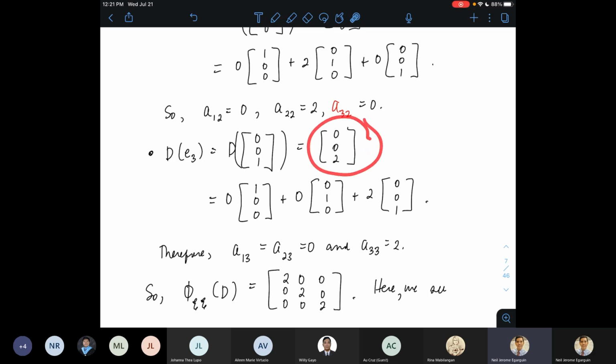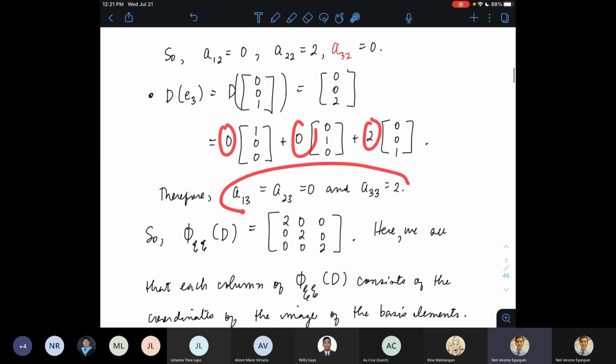Tapos pag nakuha ko na yung element na yun, kailangan ko siyang i-expand using the chosen basis for the codomain. I will harvest the coefficients, and they will be A13, A23, and A33 respectively. Again, column number is 3 because we are on the third basis element on the domain. And then the row numbers here will be pang ilang siyang coefficient nung expansion with respect to the codomain.